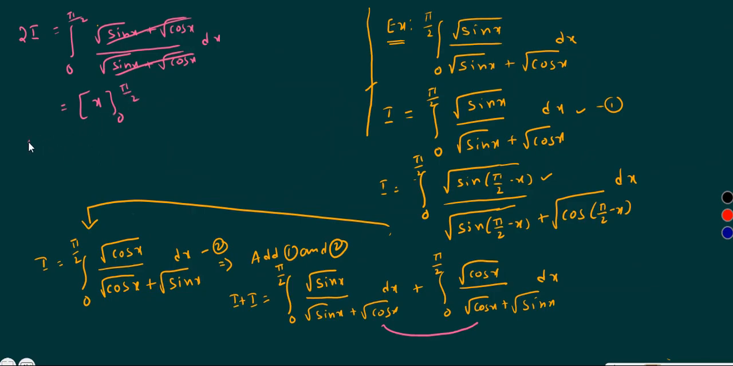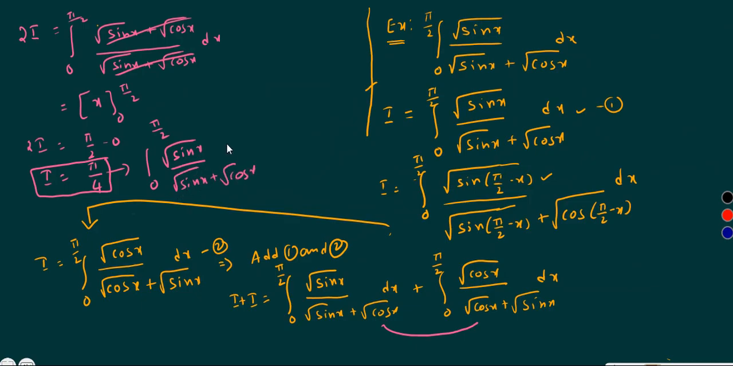Now substitute the limits. 2I equals pi by 2, the upper limit, minus 0. This 2 changes to the RHS: I equals pi by 2, and multiply changes to divide on the RHS, so 2 times 2 is 4. Now what is I? Pi by 4. The starting I means integration from 0 to pi by 2 of root sin x by root sin x plus root cos x dx equals pi by 4. Okay, understood?